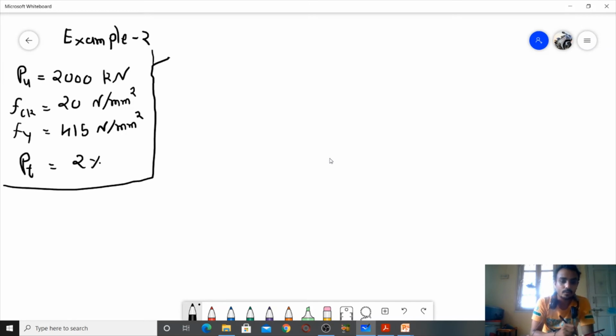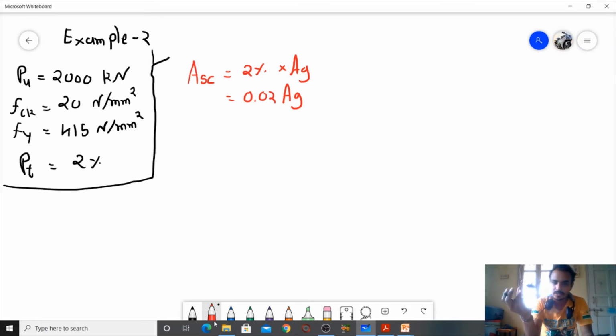Okay, now we are going to design a column. So first of all we have to find out the area of steel. So we have area of Asc equal to 2% of the gross area, so it's 0.02 Ag. Means the gross area of the column is fixed. In the gross area we have provided 2% of steel. So with 0.02 into Ag we can find out the area of steel.